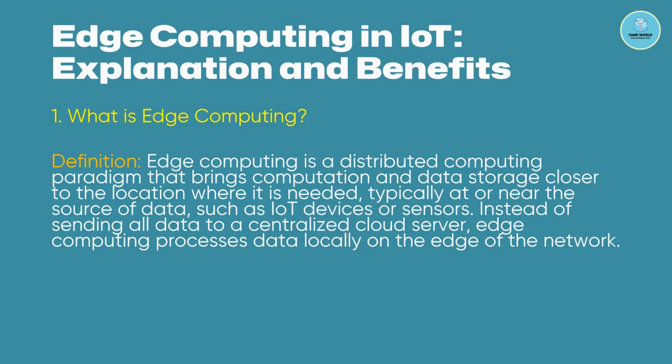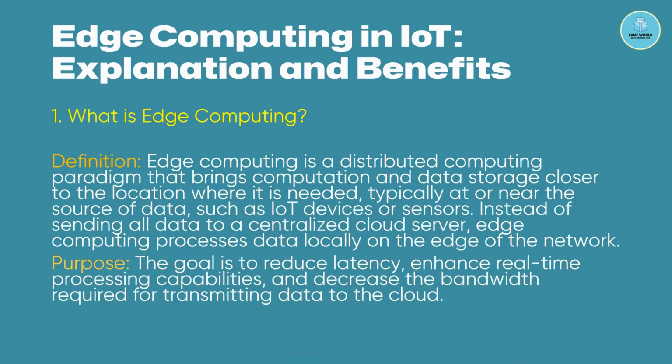In IoT, there are devices and sensors used for this purpose. Instead of sending all the data to a centralized cloud server, edge computing processes data locally at the edge of the network. The goal is to reduce latency, enhance real-time processing capabilities, and decrease the bandwidth required for transmitting data to the cloud. So latency will be reduced and the processing capabilities will be higher.